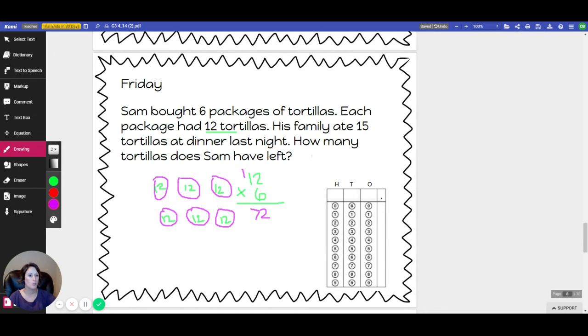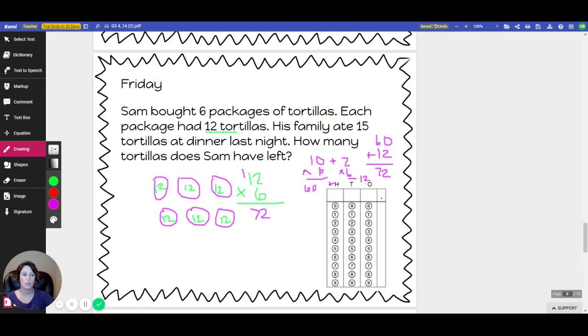You could have also broken it down into its value, so 10 and 2. And I know that 10 times 6 is 60. And I know that 2 times 6 is 12. And I would put those two together. So 60 plus 12 gives me 72. Now notice there are no answer choices here.